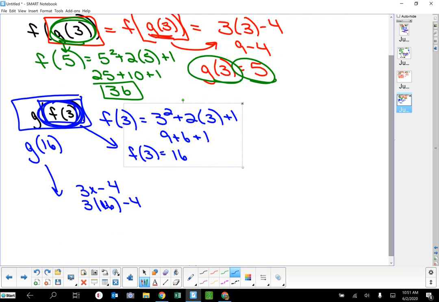3 times 16 is 48. Minus 4 is 44. So g of f of 3: I started out by plugging f of 3 in, getting 16. Then you do another substitution and do g of 16. And the answer to this whole thing is 44.